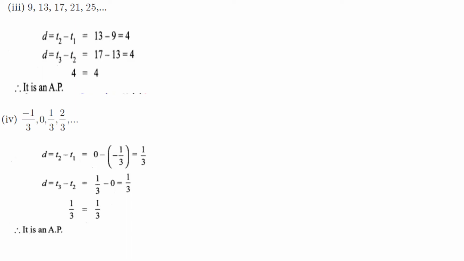Next question: minus 1 by 3, 0, 1 by 3, 2 by 3. D equal to second term minus first term. 0 minus of minus 1 by 3 equal to 1 by 3. Minus into minus plus 1 by 3. And next D equal to T3 minus T2, third term minus second term. That is 1 by 3 minus 0, also 1 by 3. Therefore 1 by 3 equal to 1 by 3. Therefore it is an AP.